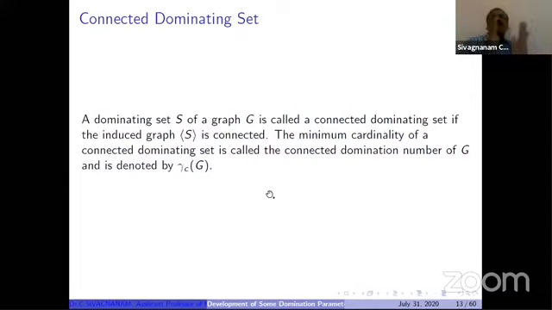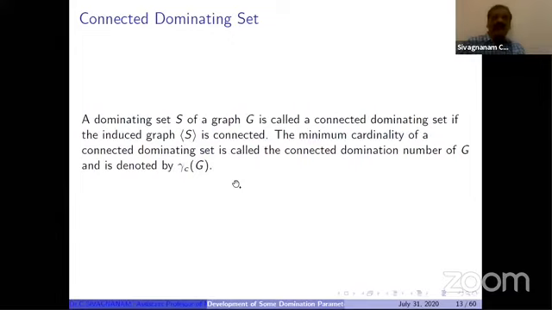So the induced graph induced by S, if that graph is connected, then the dominating set is called a connected dominating set. A dominating set S of a graph G is called a connected dominating set if the induced graph induced by S is connected. Among many connected dominating sets for a particular graph, we can find the minimum cardinality connected dominating set. That minimum cardinality is called the connected domination number, and we denote it by gamma C.